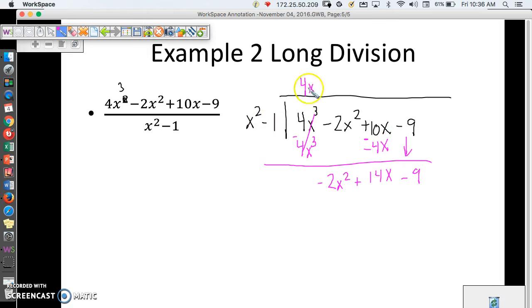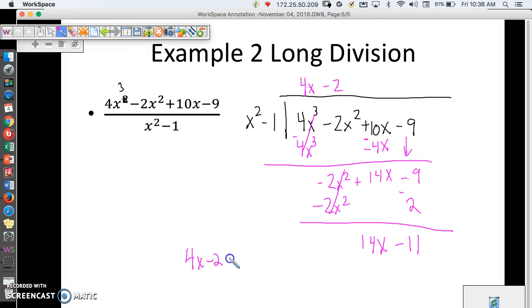So now x squared times what gives us negative 2x squared? Well, that's negative 2. Multiply this out. Negative 2 times x squared is negative 2x squared. Negative 2 times negative 1 is 2. And now we subtract. Well, that's going to be 0, so minus 0, so that's 14x. And then negative 9 minus 2 is negative 11. And again, this is our remainder. We ended up with a number there. So our answer would be 4x minus 2 plus our remainder of 14x minus 11 over x squared minus 1.